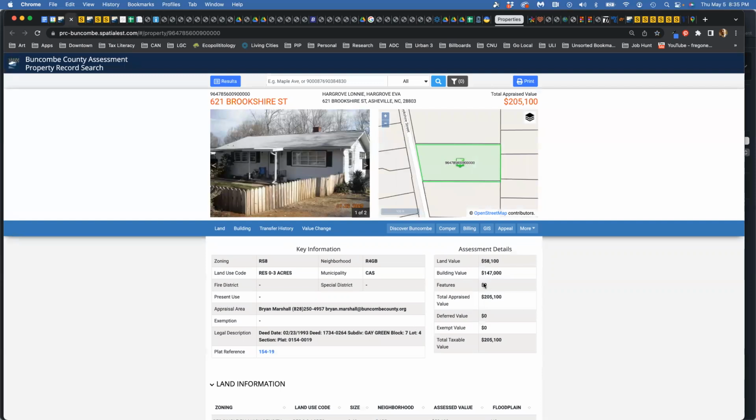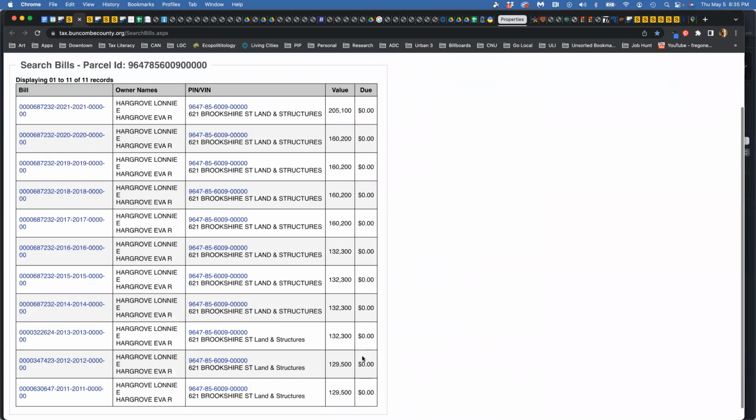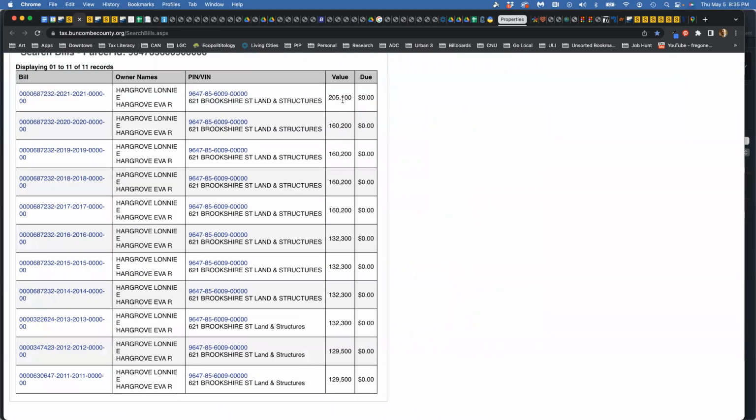Okay, another old house, and check the bill. And this one went from 129,000 to 205. So it's almost doubled in value again over that 11-year period. And this is all owned by the same person through the whole time. So there's been no transactions. Nobody's done anything, and their property value has almost doubled.